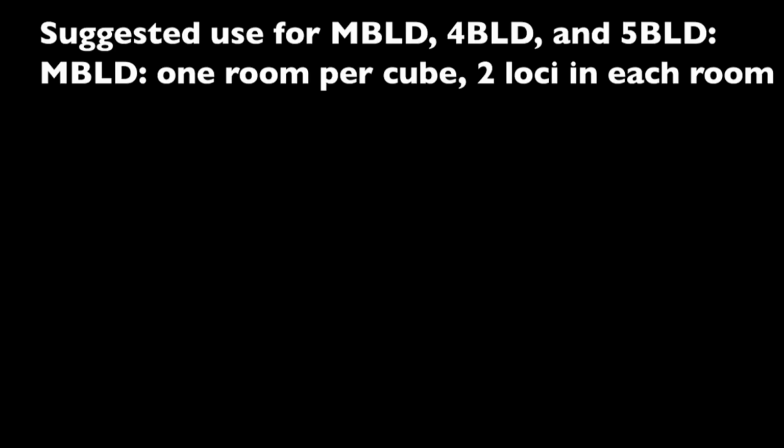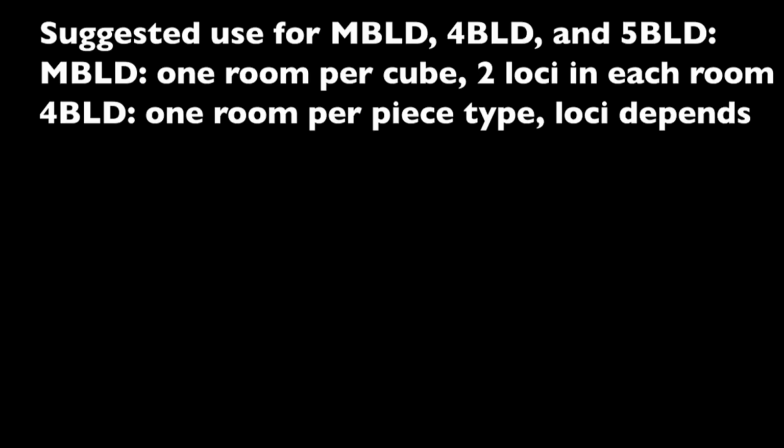Rooms make it easier to memorize for MultiBlind and BigBlind. For MultiBlind, I have one room per cube and 2 loci in each room. But like I said earlier, some people find it easier to have more loci for each cube or put multiple cubes in a room. For 4Blind, you can have one room per piece type and the number of loci depends.